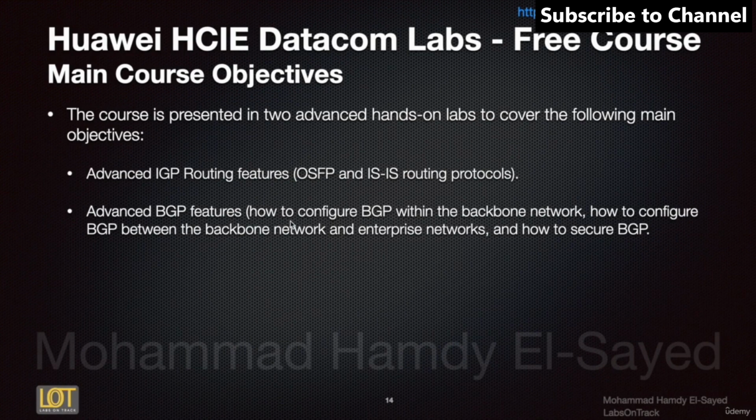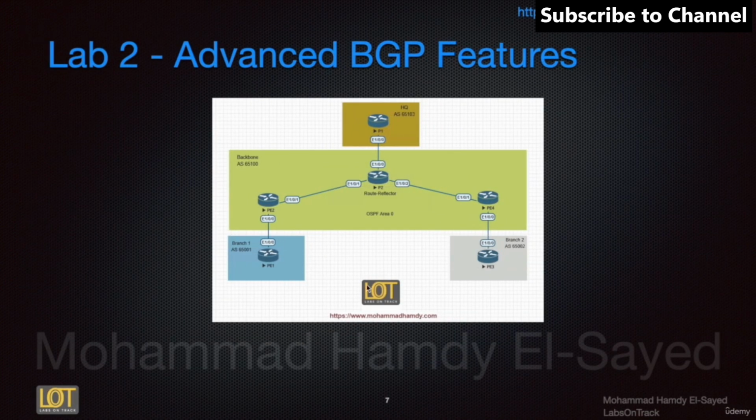Advanced BGP features: how to configure BGP within the backbone network, how to configure BGP between the backbone network and enterprise networks, and how to secure BGP. This topology will be for Lab 2. We will have 3 different branches for one enterprise network: HQ branch, branch 1 and branch 2. And we will have the backbone network, which consists of 3 different routers, and each router will connect a customer branch.